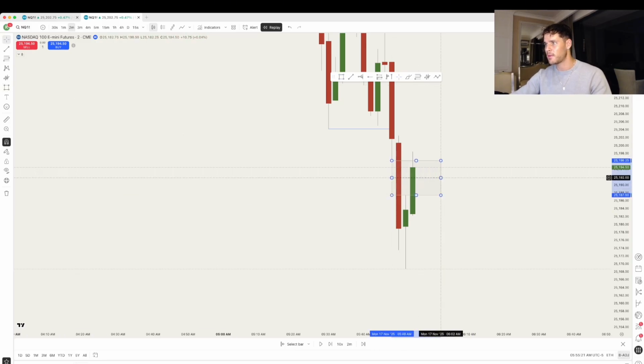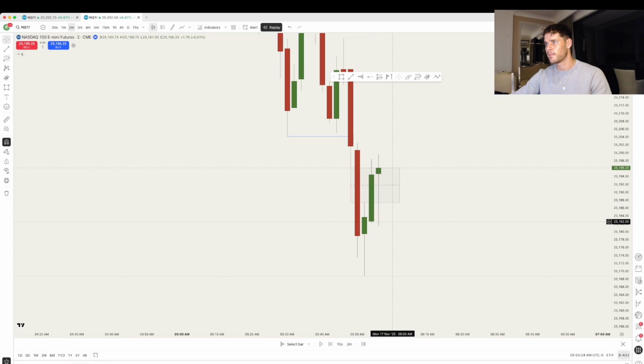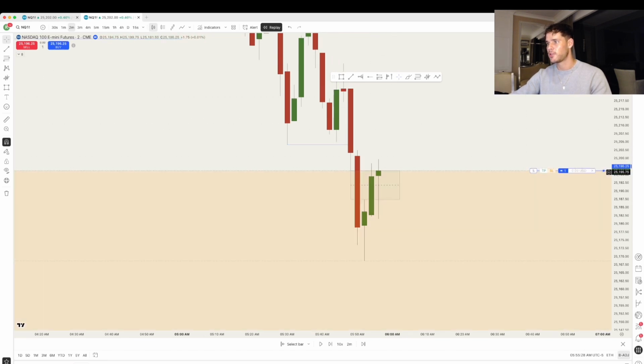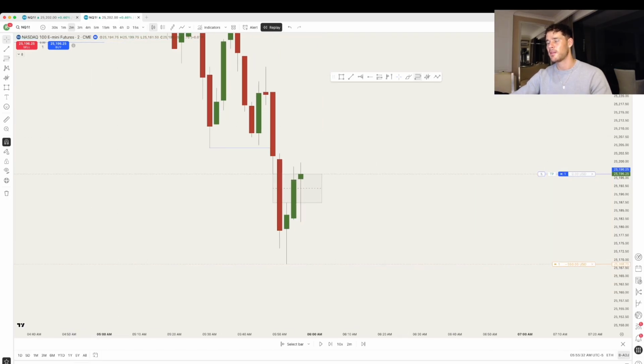I thought we inversed there, but we didn't. The next one, okay, beautiful. That's right on the line, which is still valid. Stops go at the low. Okay, we're risking 550. Now, this is very crucial.